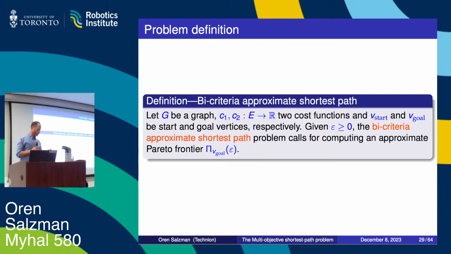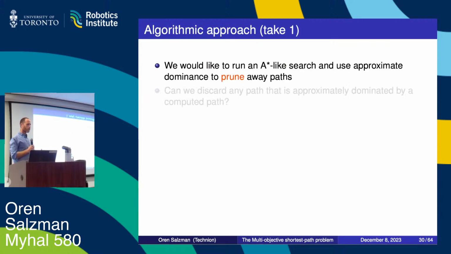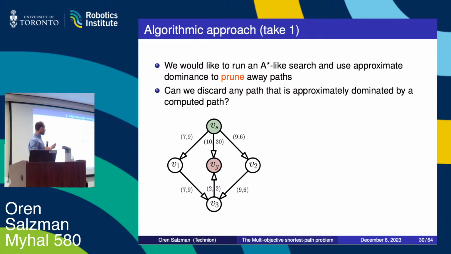We want to compute an approximation of the Pareto-Frontier. So let's try to develop the algorithm here together. Just like in the algorithm that I described, VO A star, we'd like to run something like A star, and every time that we find two nodes that are practically the same, we'd like to throw one of them away and only keep one representative. That is going to allow us to maintain fewer nodes in our search. If I found one node that is approximately better than the other, can I throw it away? And the answer is no, and we can visualize this pretty fast.